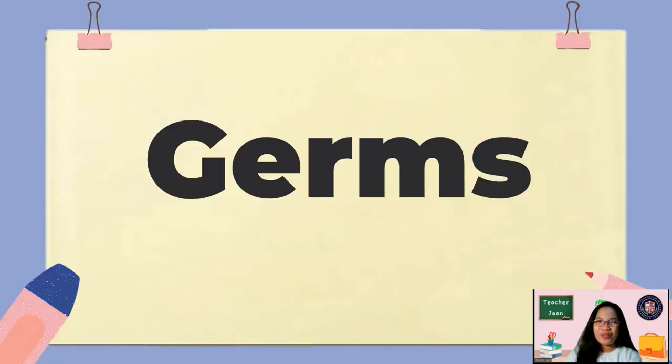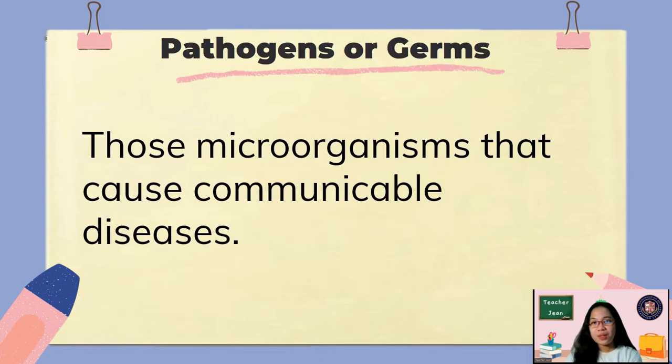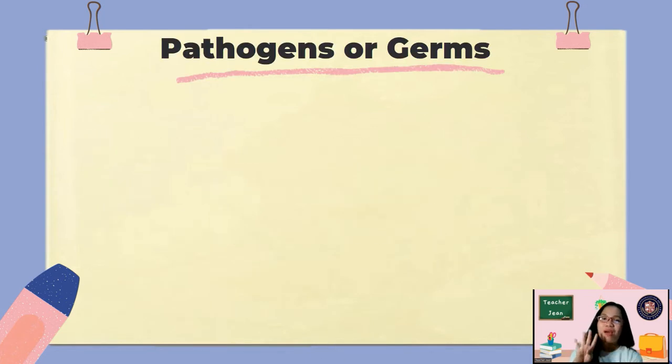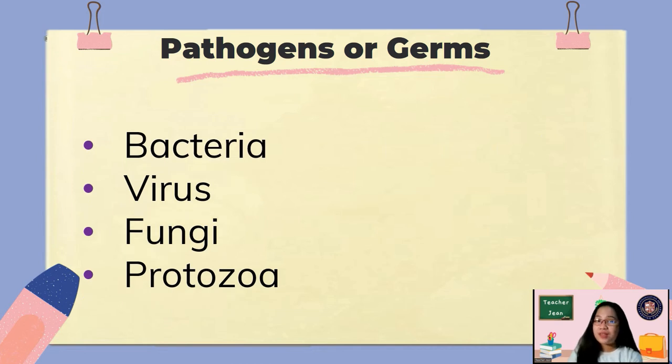First, let's have a review. We all knew that germs or the pathogens are the main reason why one would experience a communicable disease. We also had in our previous discussion the four major types of pathogens. These are the bacteria, virus, fungi, and protozoa. So today we are going to learn more about the different diseases caused by these four major types of pathogens.